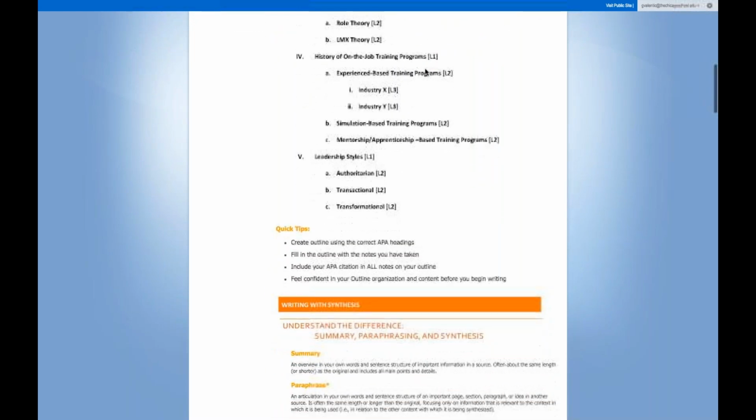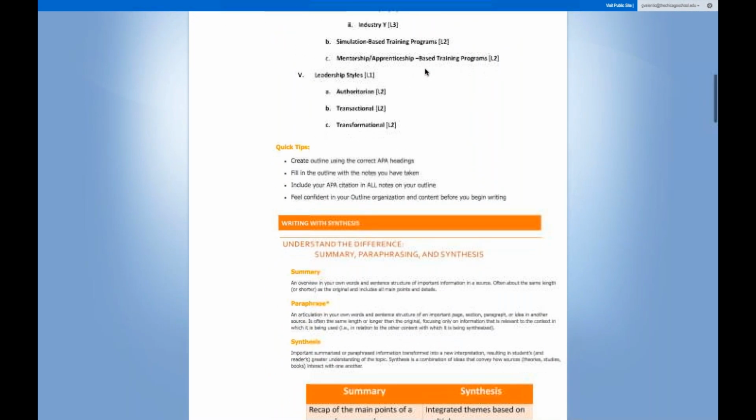So after we've created this outline, we'll think about these quick tips. You could create your outline in a Microsoft Word document using the APA headings that you're going to use once you have fleshed out the document entirely. This is a great strategy for basically filling in the blanks for your assignment and having to do less revision later. You can also fill in your outline with the notes you have taken prior to writing more about the sources. So in this way, you're not doubling up the work.